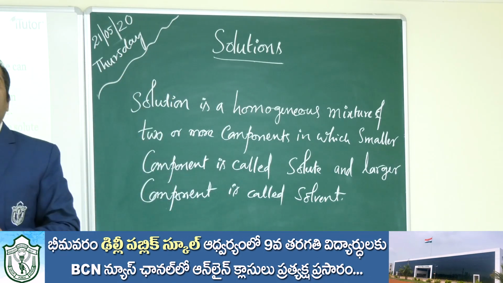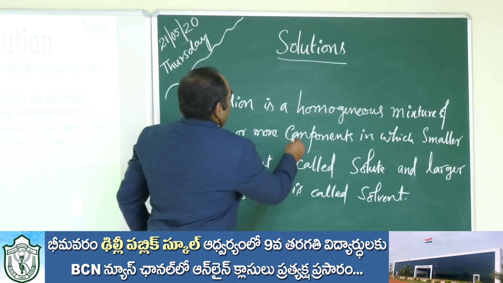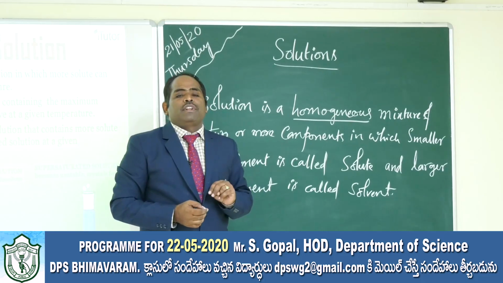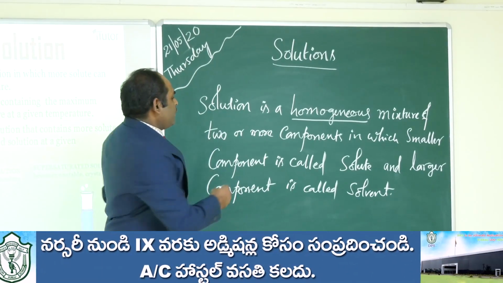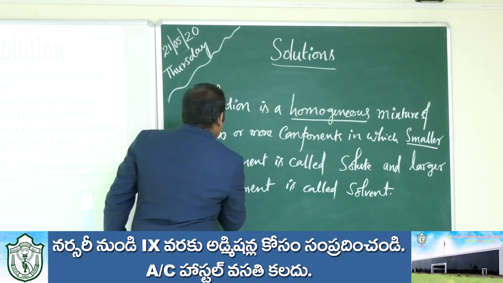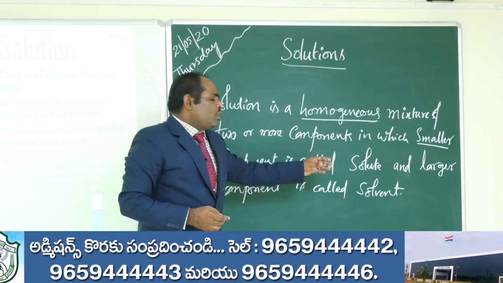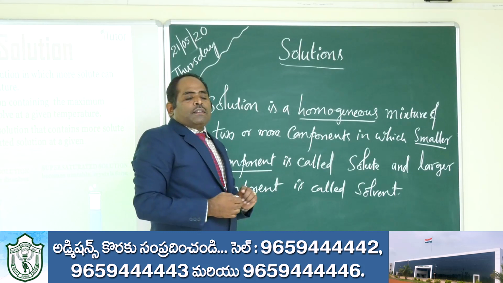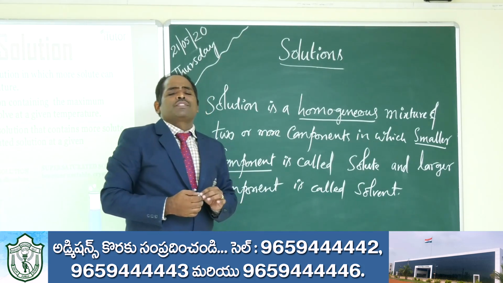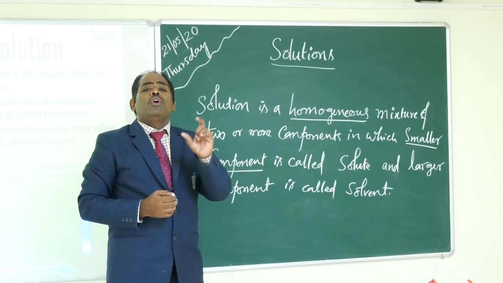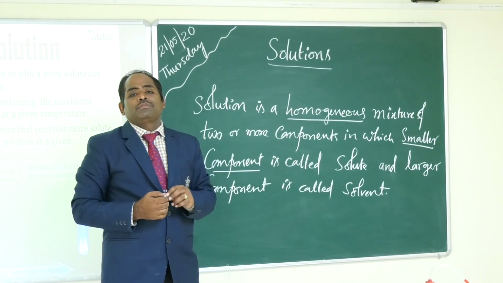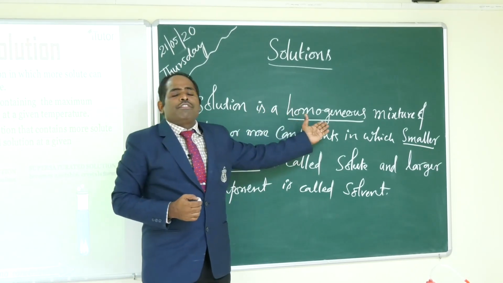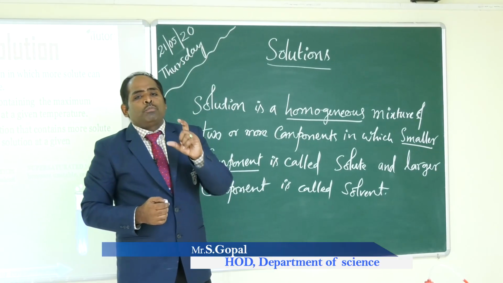See children, here solution is a homogeneous mixture. I have written here homogeneous mixture. It's a homogeneous mixture of two or more components in which the smaller component is called solute and the larger component is called solvent, right? So I want to ask you, what is homogeneous mixture? Homo means same. In this mixture you can find a single phase, not more than one phase.